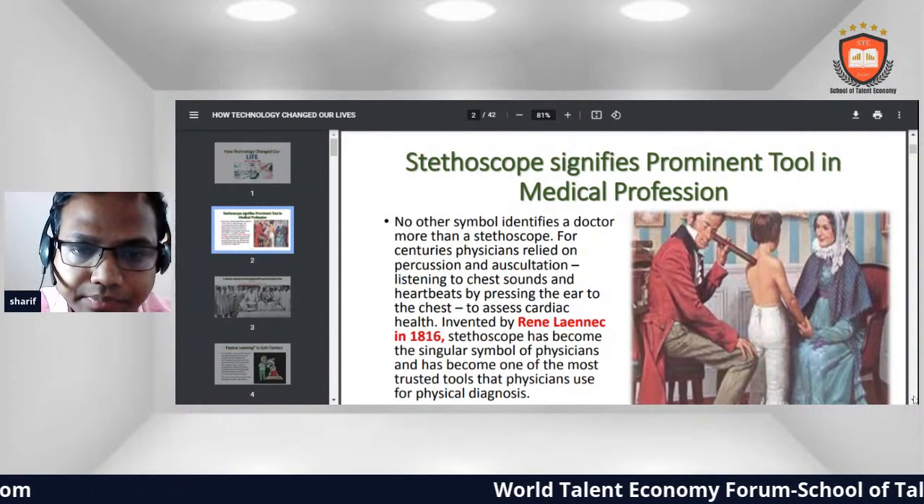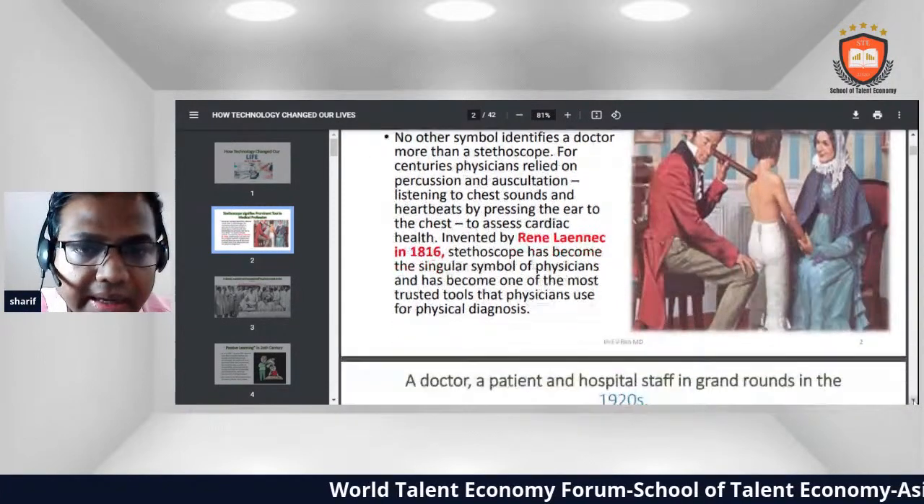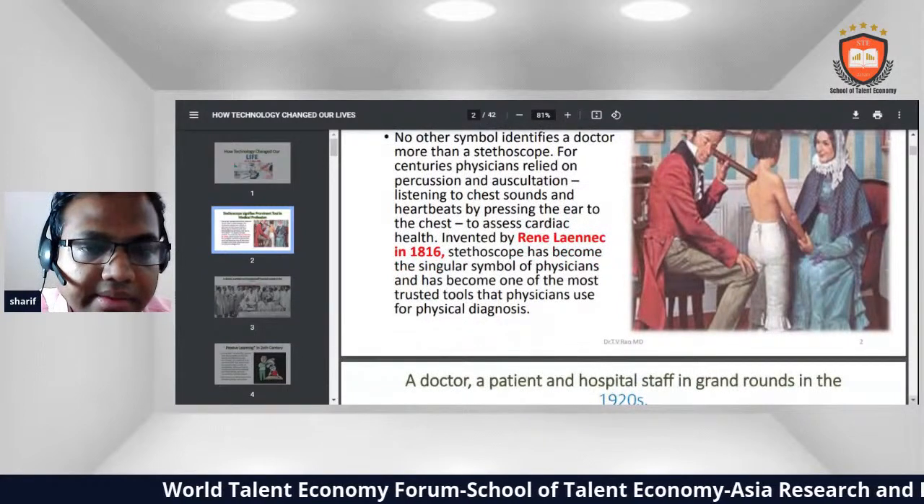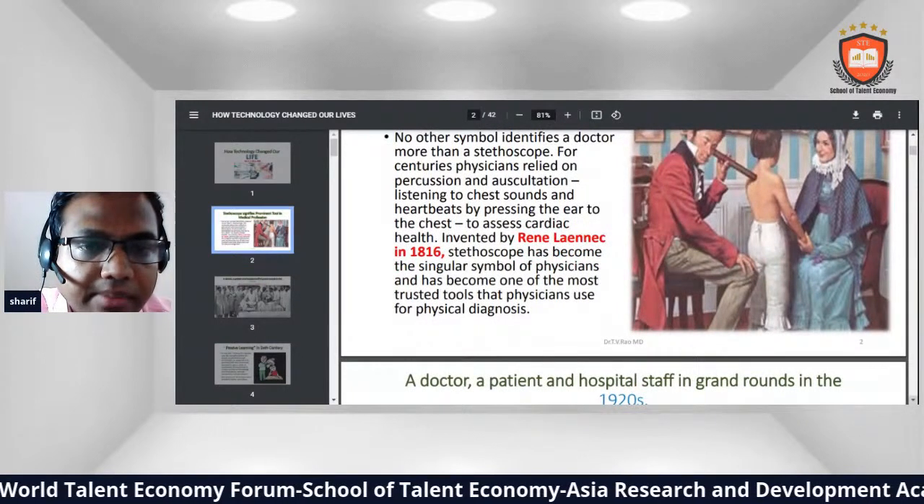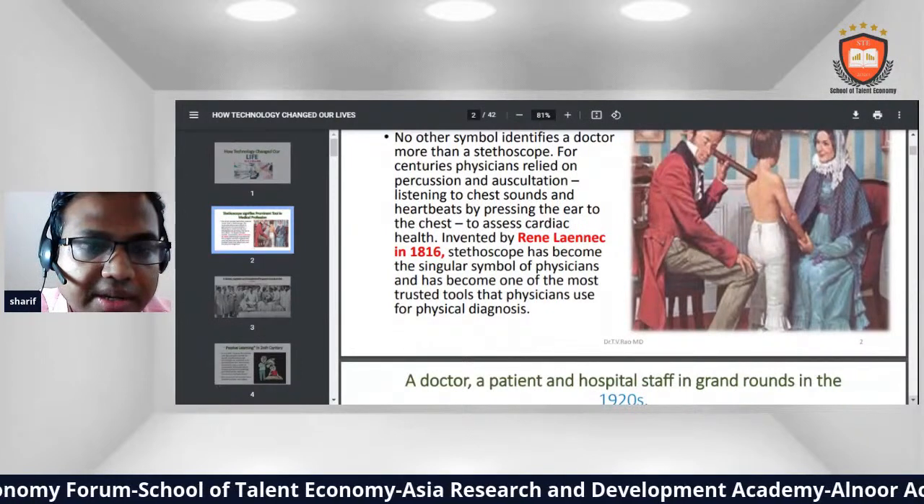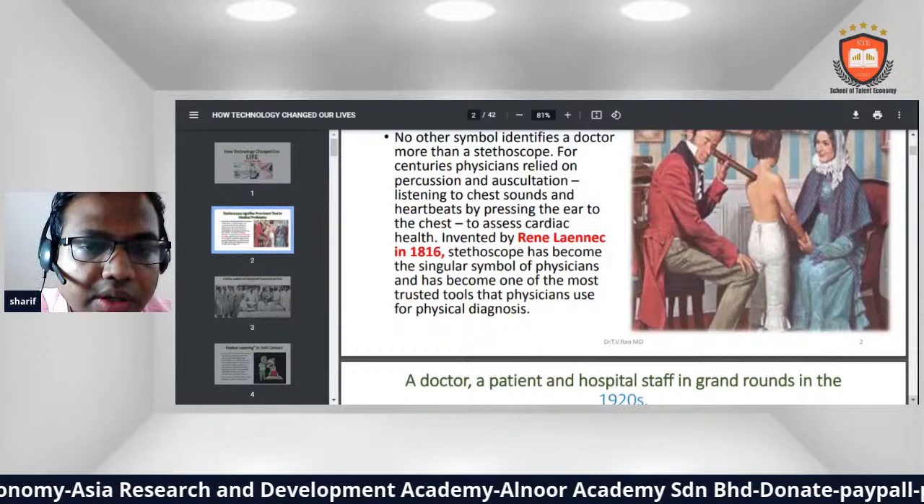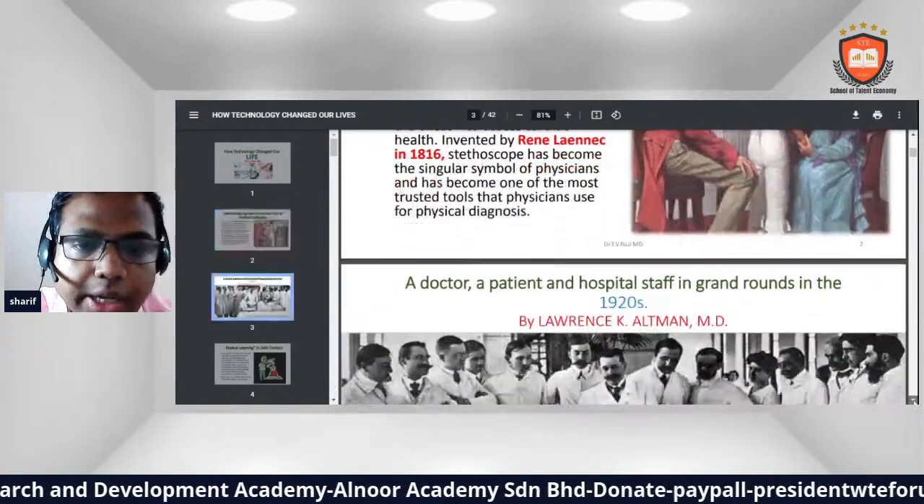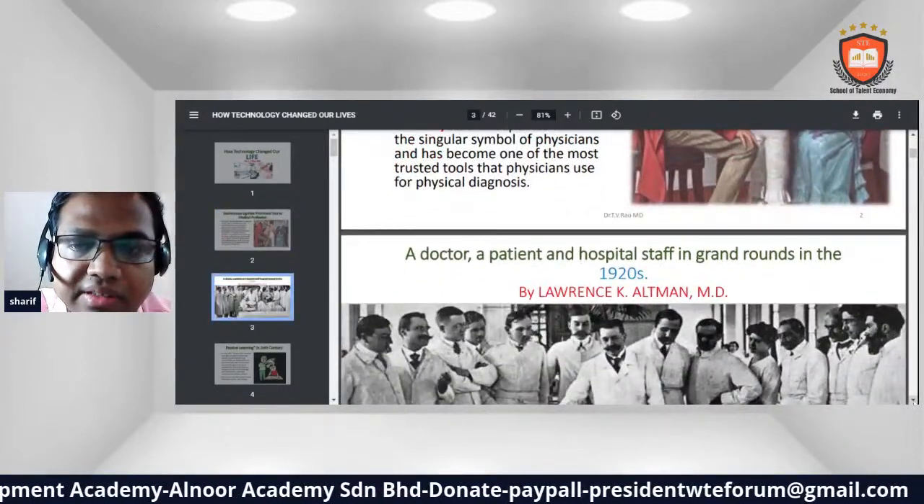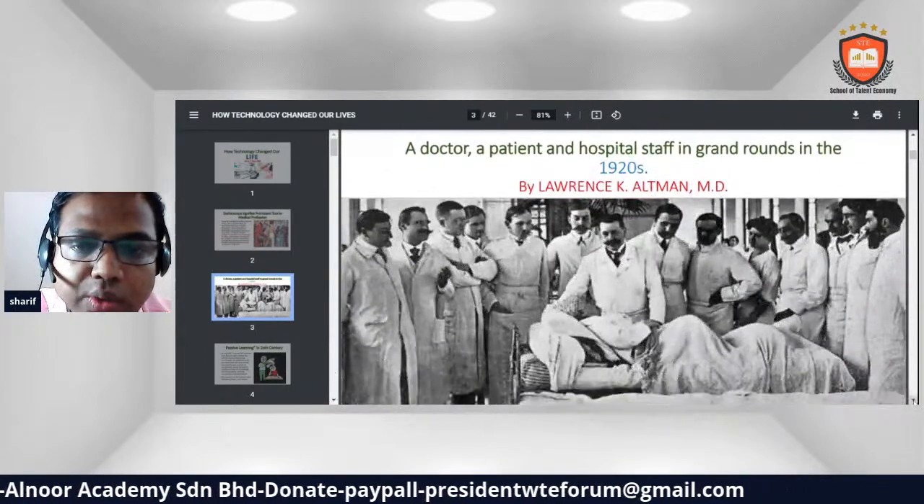It was invented by René Laennec in 1816. The stethoscope has become the singular symbol of the physician and one of the most trusted tools that physicians use for physical diagnosis. A doctor, patients, and hospital staff on grand rounds in 1920.